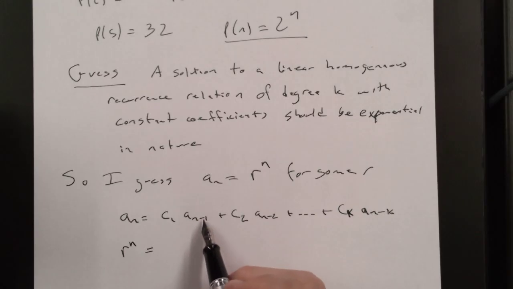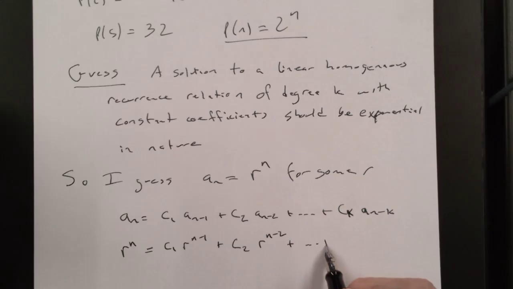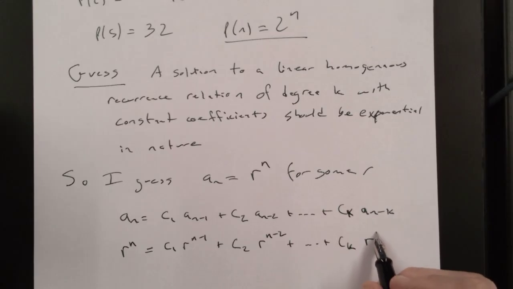Just this piece. r to the n minus 1. And the c_1 is a constant, right? I'm going to keep doing that. c_2, a_{n-2} is going to be r to the n minus 2. All the way down to this one, r to the n minus k. A lovely algebra trick. These all have r's in them, don't they? Let's divide by the smallest power of r.